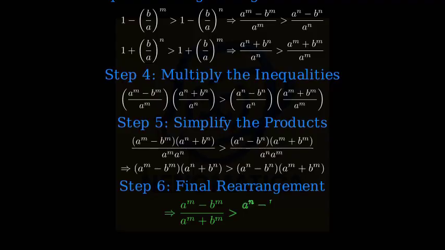From our last inequality, we can algebraically rearrange to get that the fraction a to the m minus b to the m over a to the m plus b to the m is greater than the fraction a to the n minus b to the n over a to the n plus b to the n, which is what we wanted to prove.